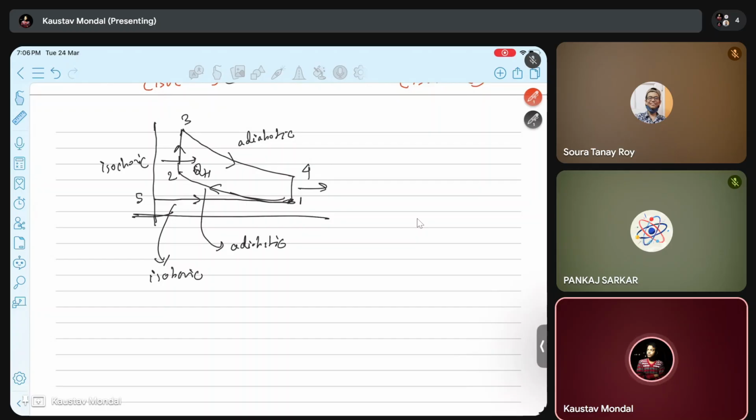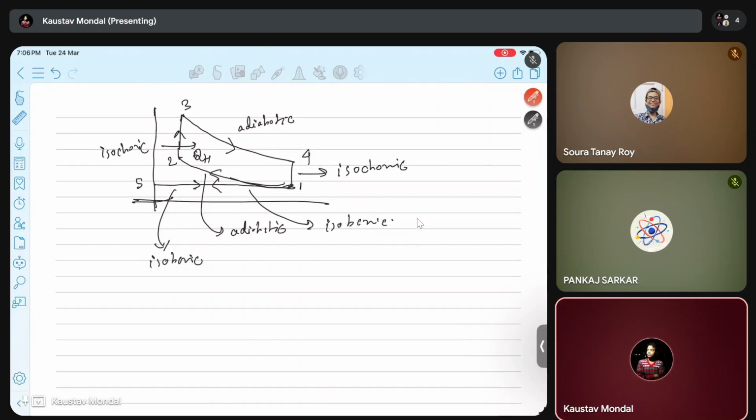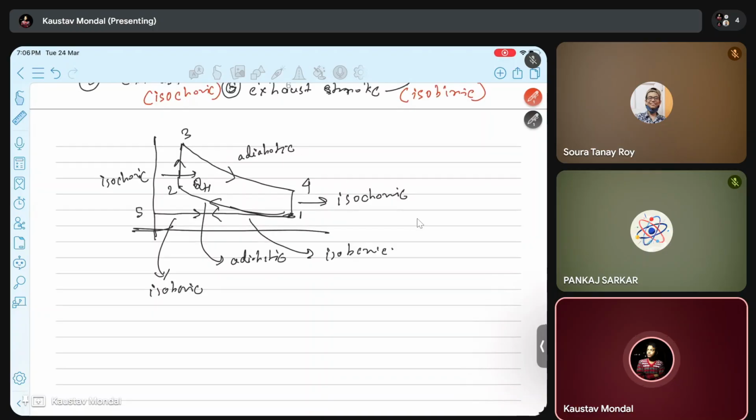So this is known as the isochoric process. And lastly, the exhaust stroke, 1 to 5. This is known as the exhaust stroke, or the isobaric process. This is the whole Otto cycle.